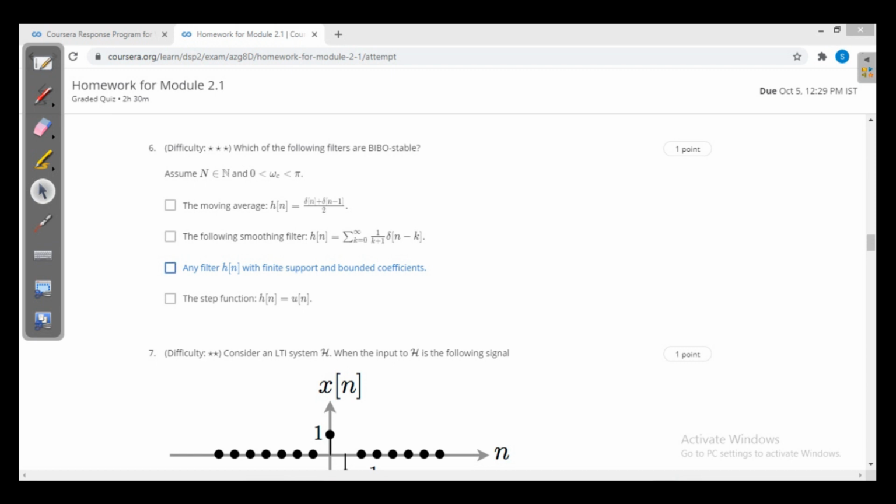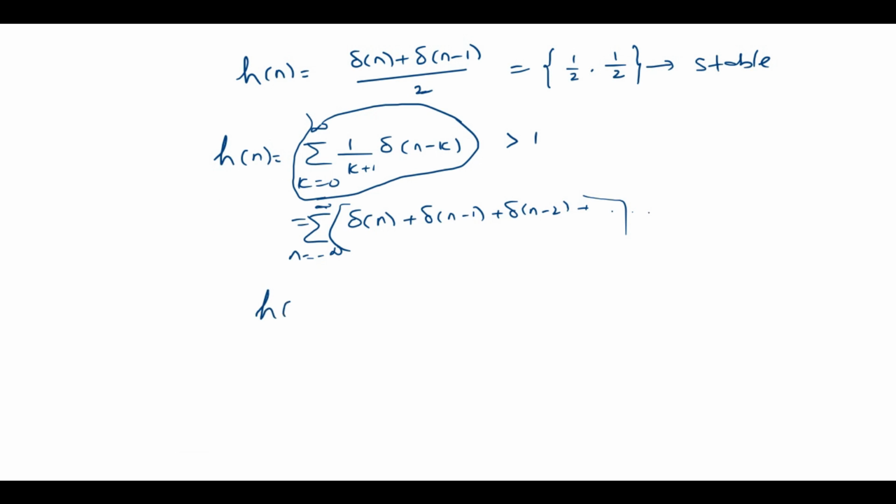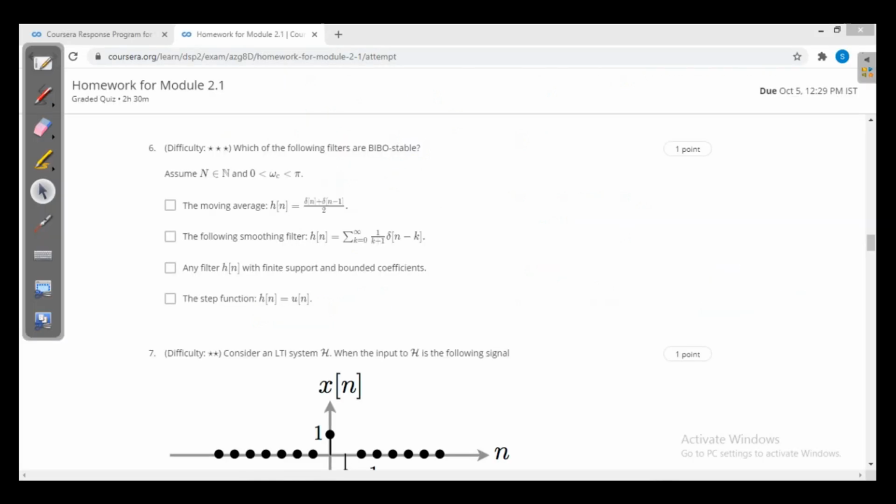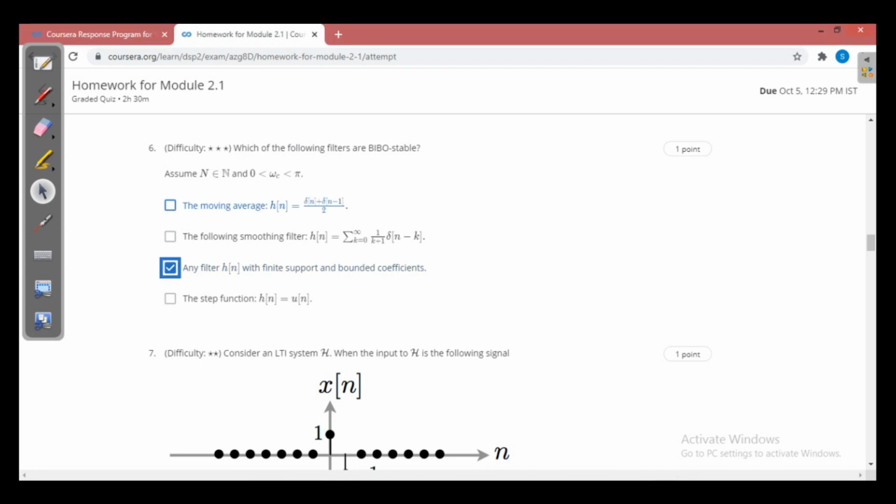Third one is any filter h of n with finite support and bounded coefficients. Obviously it is stable. Now the step function, h of n is equal to u of n. For BIBO stability, the condition is the summation over n from minus infinity to plus infinity of mod h of n. That is n from 0 to infinity of 1, which is infinity. So it is again unstable. So only the first one, the moving average filter, and the filter h of n with finite support and bounded coefficients, these two are stable.